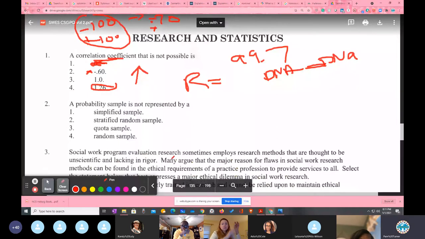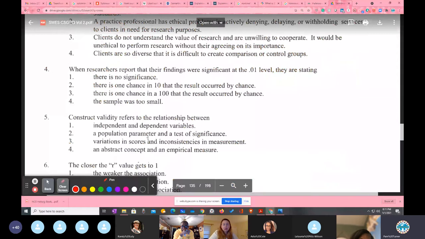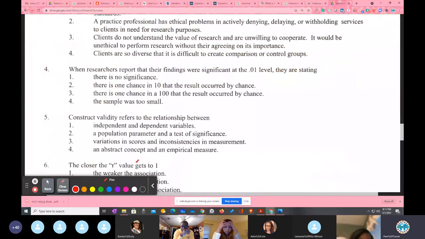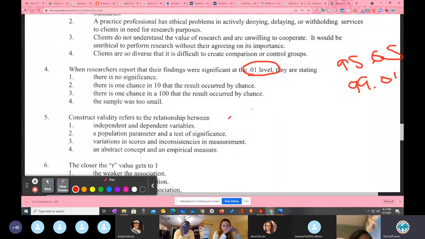Let's go down and let's look at number 4 then. When researchers report their findings were significant at the 0.01 level. We talked about that. Remember, 95 is going to be at the 0.05 level. And 99 means it's at the 0.01 level, right? So then what is it telling me? 1, there's no significance. 2, there's 1 chance in 10 that the result occurred by chance. Or 3, there's 1 chance in 100 that the result occurred by chance. Or the sample was too small. What do I know?